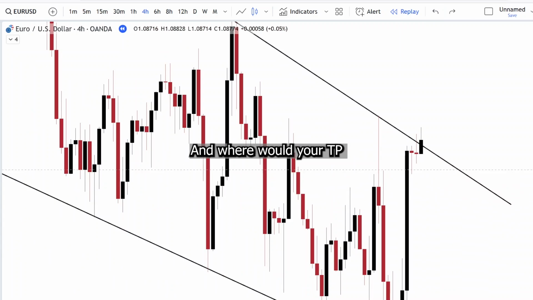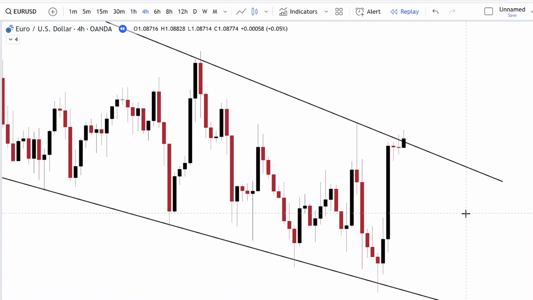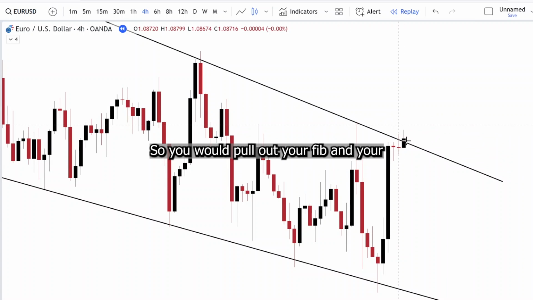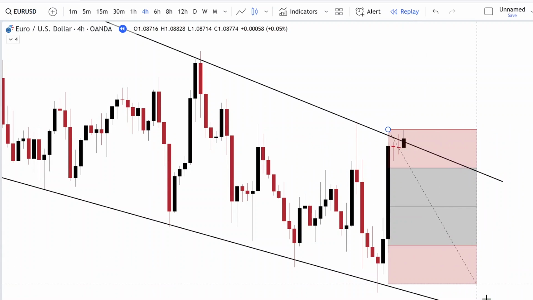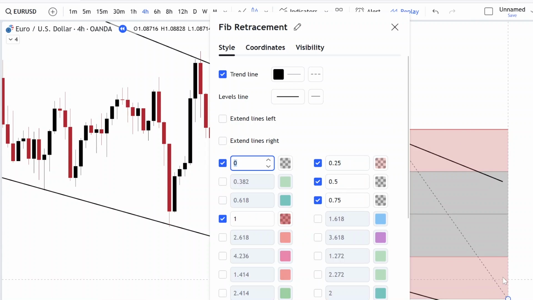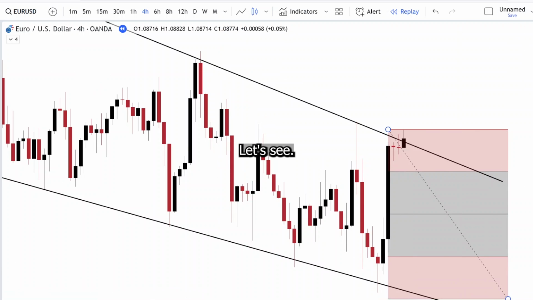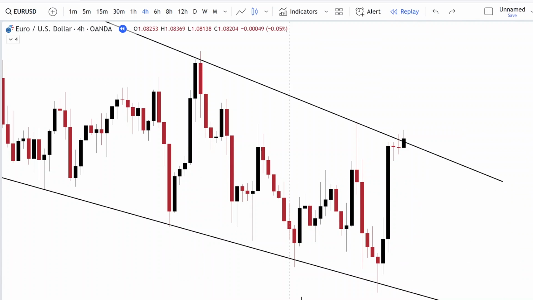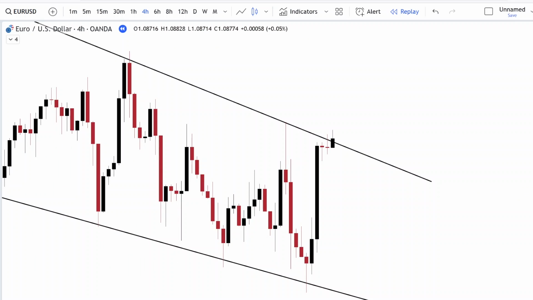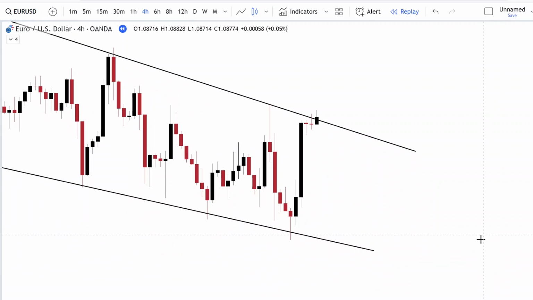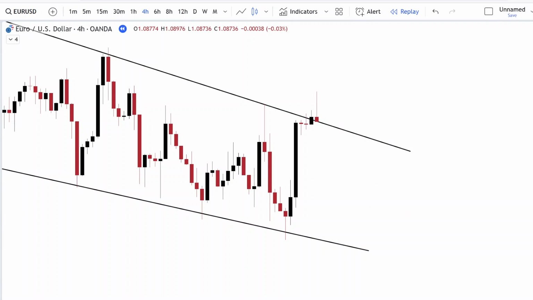And where would your TP be? Your TP would be at the extreme. So you would pull out your fib and your TP would be at the extreme. Let's see. Price did not close back below. But now if price does come up here, like we said, our entry is right here.